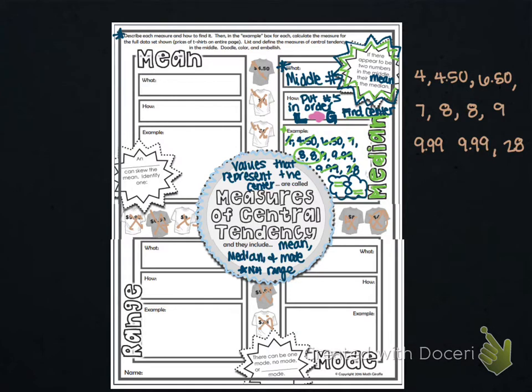Okay, so now we're going to go back over to the mean. Your mean is the average, and your average is best if there are no outliers.